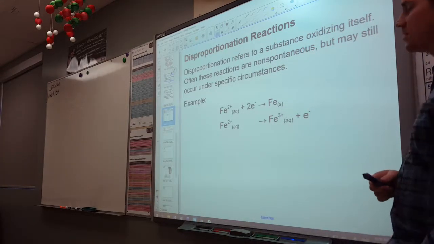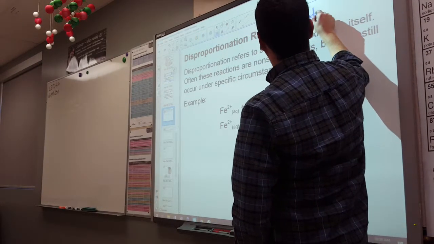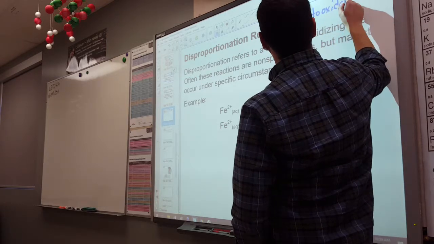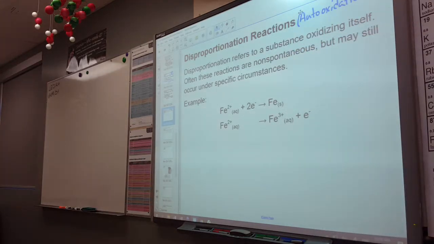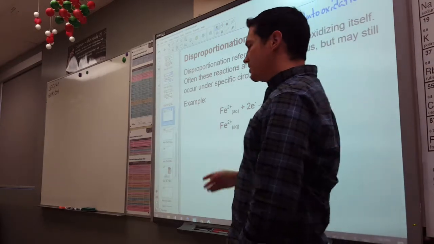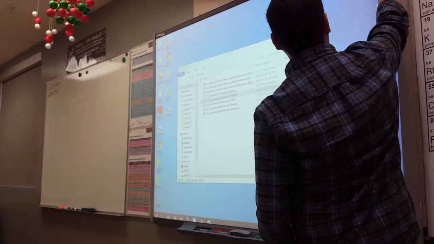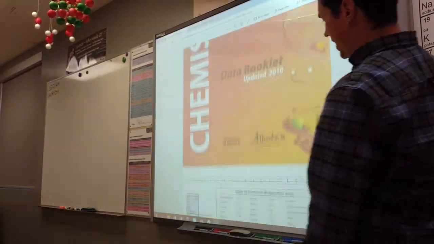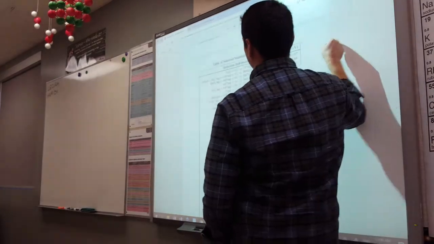Disproportionation refers to a substance oxidizing itself. It's also called auto-oxidation. Now, that's not a term that you're going to see, but you will see disproportionation. So what's happening here is when you look at your data booklet, let's take a look at our data booklet on page 7 for all of the redox equations, the half reactions.